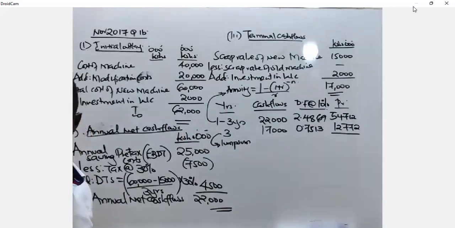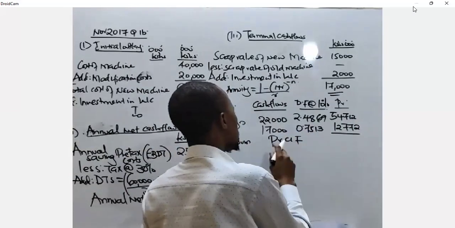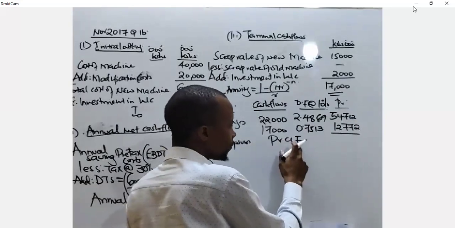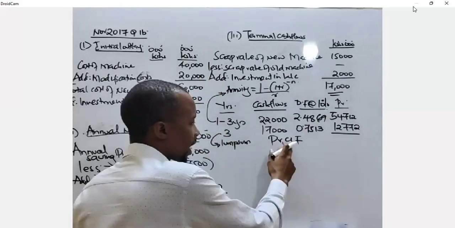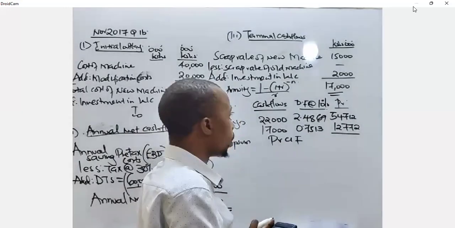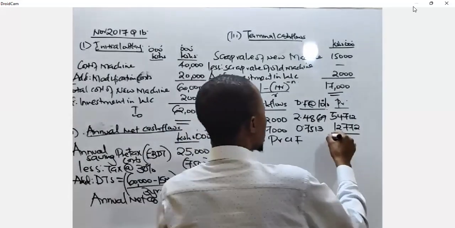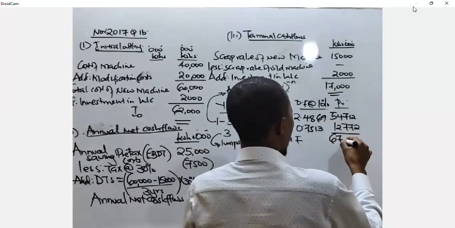Do your summation. What you're going to be getting there is normally called the present value of the cash inflows. It is the summation between the two: 54,712 plus 12,772, getting 67,484.